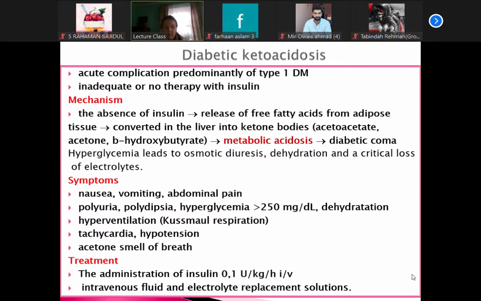Simple saline solution. You will give IV 1 or 2 liters an hour. And second, there is insulin deficiency, so you'll give administration of insulin. Remember what type of insulin? Regular insulin, 0.1 unit per kg.